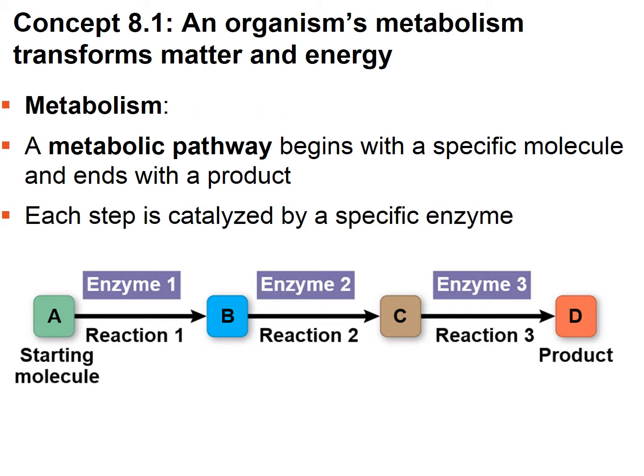Metabolism refers to all of an organism's chemical reactions, everything that's going on. A metabolic pathway begins with a specific molecule and ends with a product. And each step in getting to that final product is catalyzed or helped along by a specific enzyme. So here we are starting with molecule A and we want to get to product D. So we have A, enzyme 1 helps to get to B, enzyme 2 to C, and enzyme 3 to the final product of D.